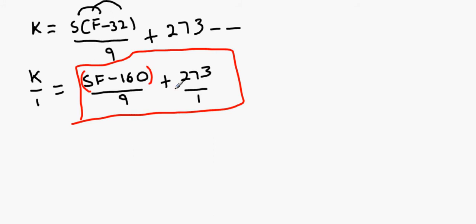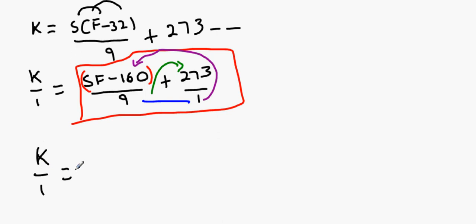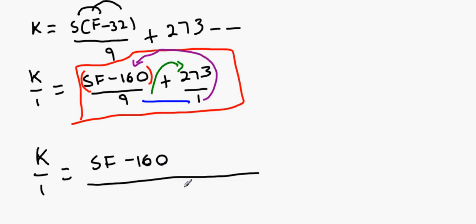So it's going to be 9 multiplied by 1, 9 multiplied by 273, and finally the purple arrow, which is going to be 1 multiplied by this. Okay, so remember the K over 1 is unaffected, and what's going to be left here is 1 multiplied by 5F, which is still 5F, 1 multiplied by 160, still 160, 9 times 1 on the bottom is 9, and now we're going to get plus 9 multiplied by 273.